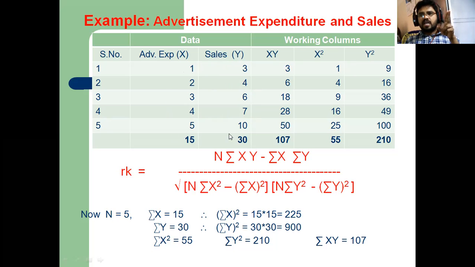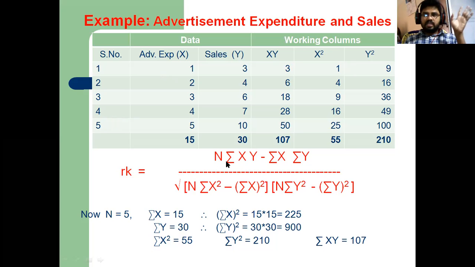On the basis of this data, they want to estimate whether there is any relation between the two variables, advertisement expenditure and sales. Then we go with the formula to estimate the Karl Pearson coefficient. It is a very simple formula: n into summation of xy minus summation x into summation y. Here n is the number of observations. How many observations have we taken? 1, 2, 3, 4, 5. So n is 5.